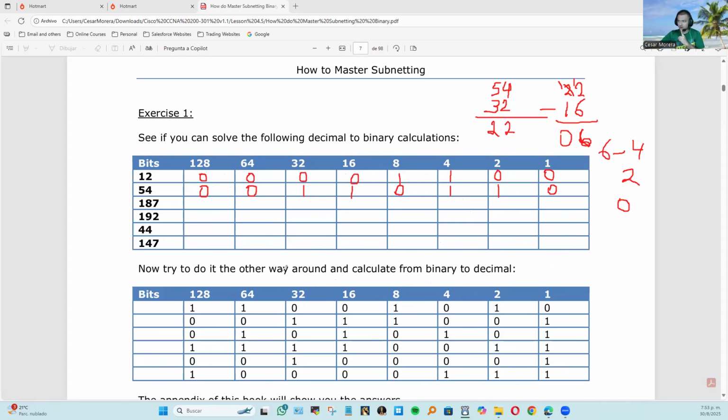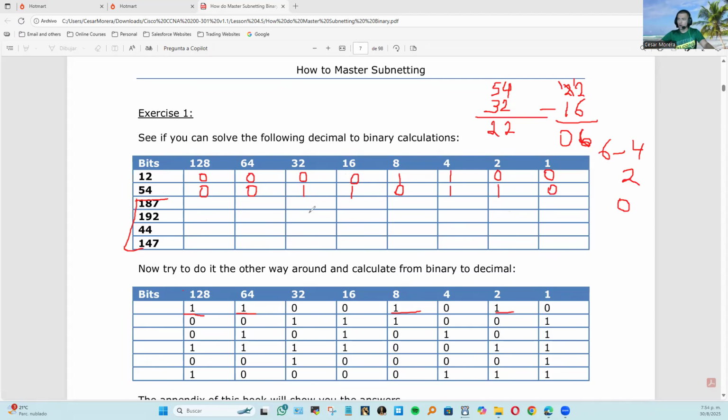Now let's try the other way around. So we can add the numbers and get the bits here. We have to add this one plus this one plus this one and this one. It will be, let me see, maybe I can just look for a calculator. I'm going to leave you this as homework so you can practice.